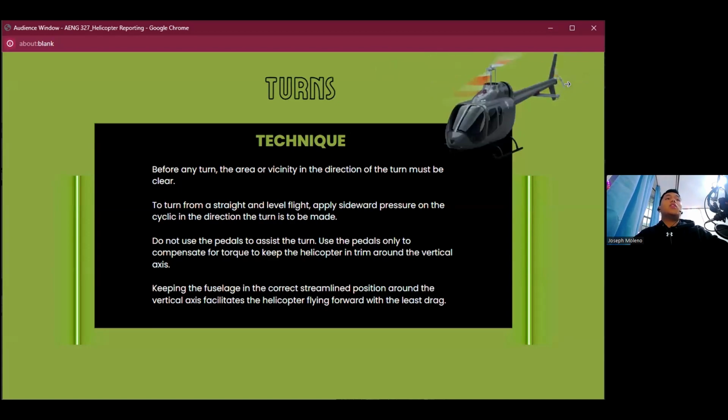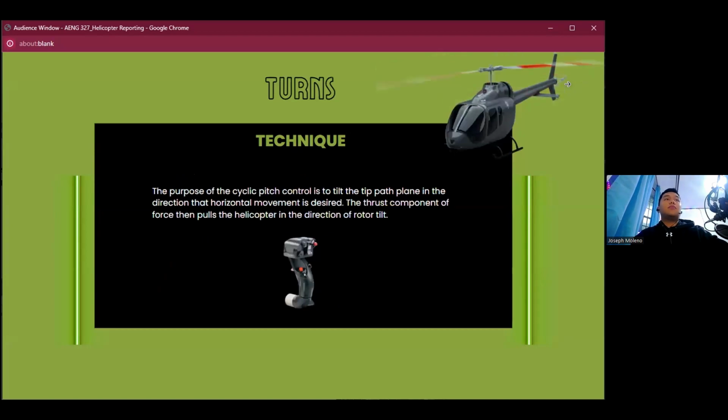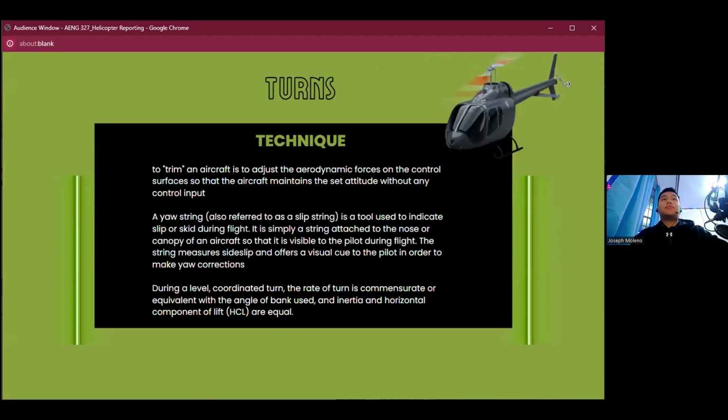Use the pedals only to compensate for torque to keep the helicopter in trim around the vertical axis. Keeping the fuselage in the correct streamlined position around the vertical axis facilitates the helicopter flying forward with the least drag. So the purpose of the cyclic pitch control is to tilt the tip path plane in the direction that horizontal movement is desired. The thrust component of force then pulls the helicopter in the direction of rotor tilt.